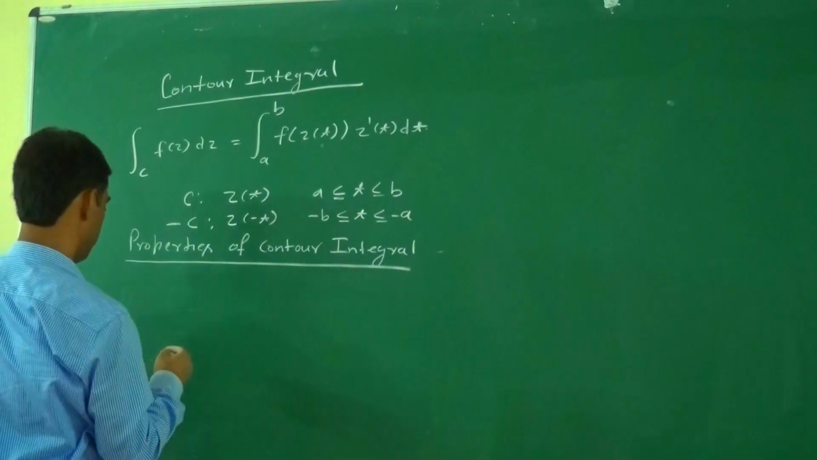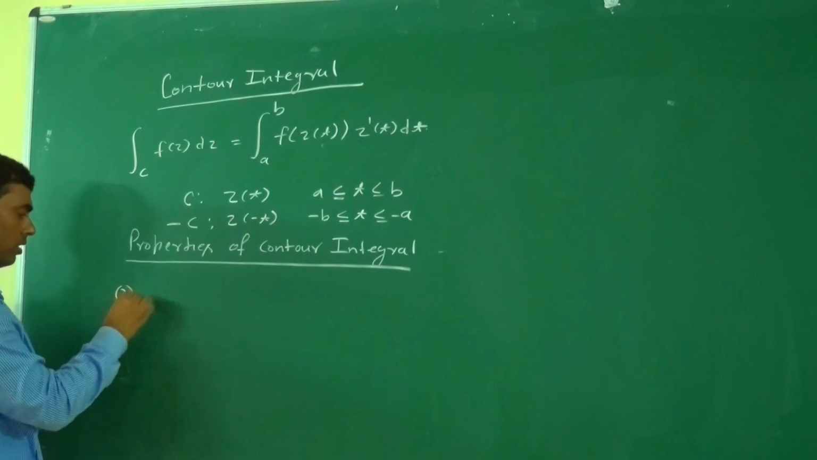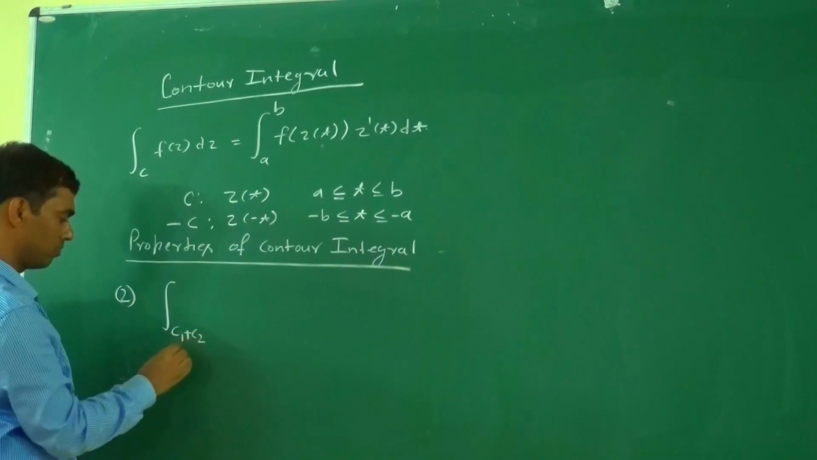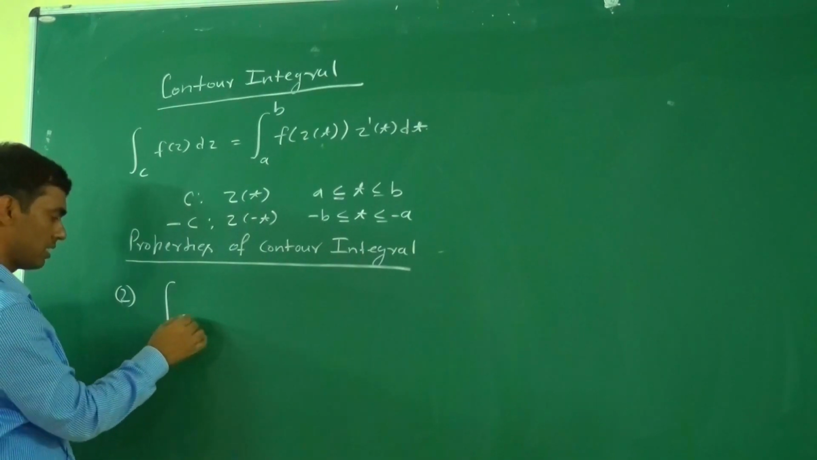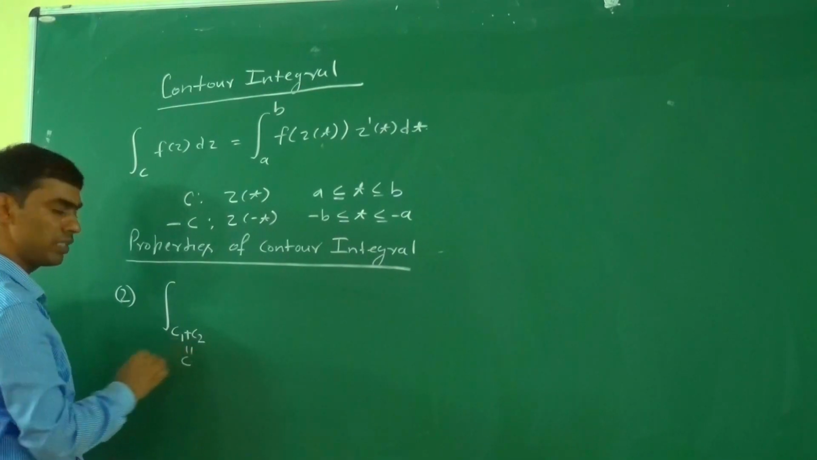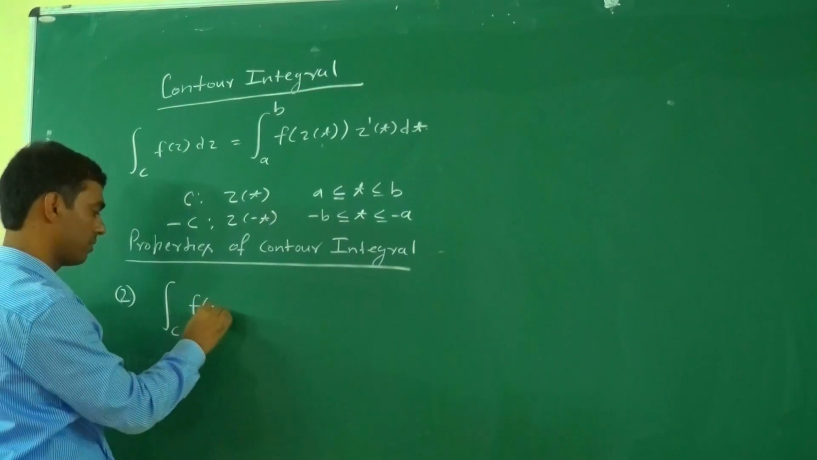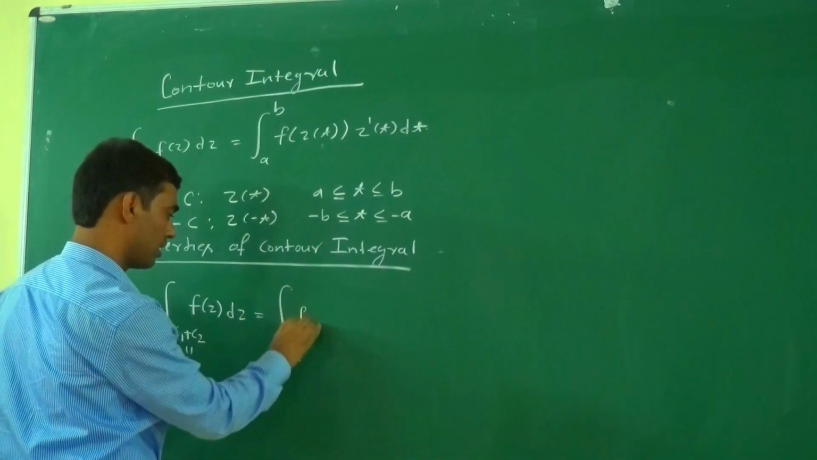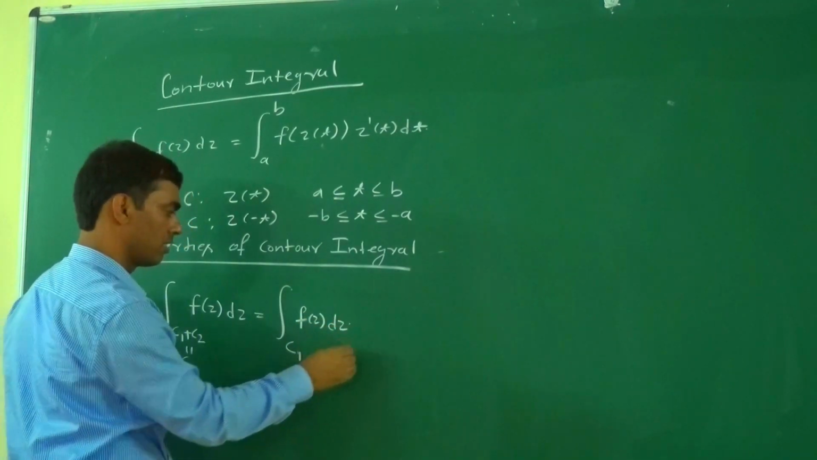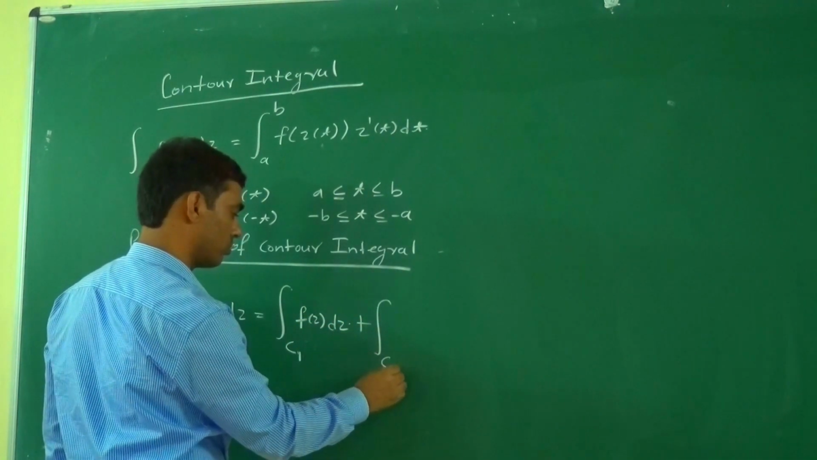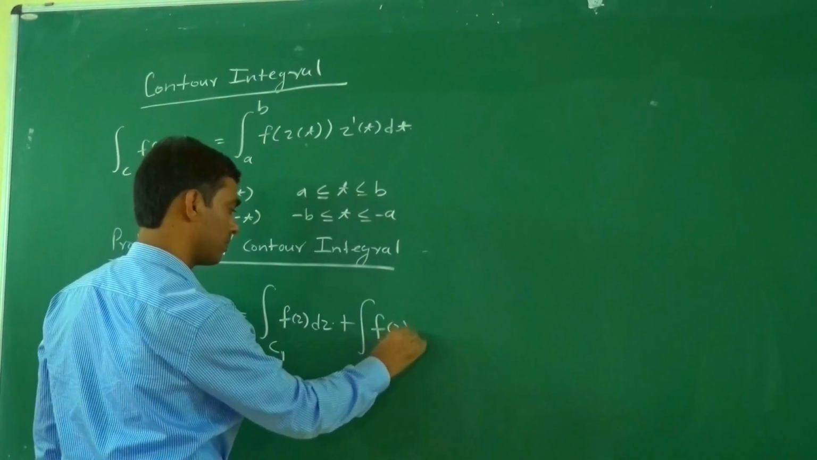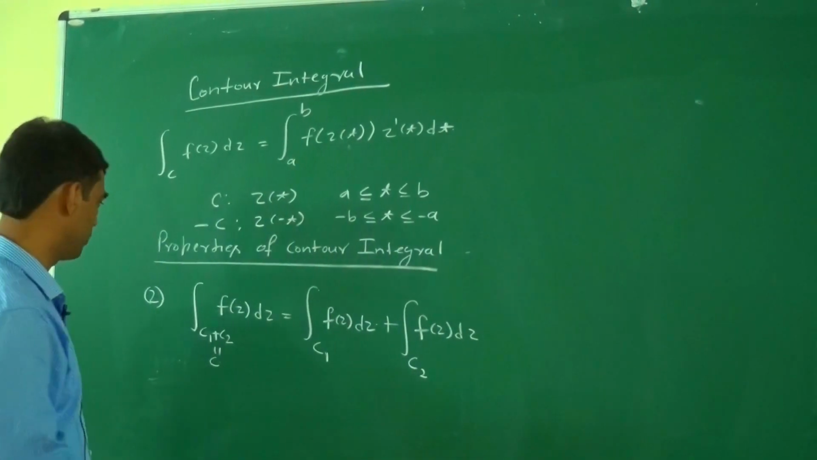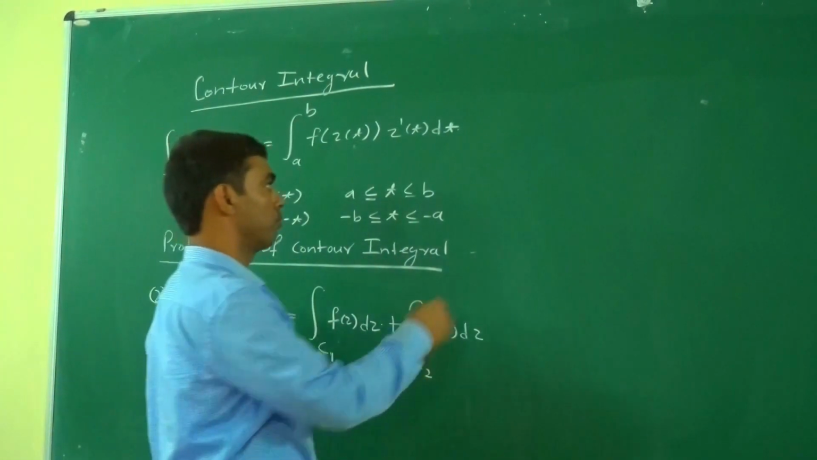Second property, property 2: if c is written in the form of c1 plus c2, then the integral over c of f(z) dz equals the integral over c1 of f(z) dz plus the integral over c2 of f(z) dz. Now how do we prove this? This is the second property. Here is the proof of this.